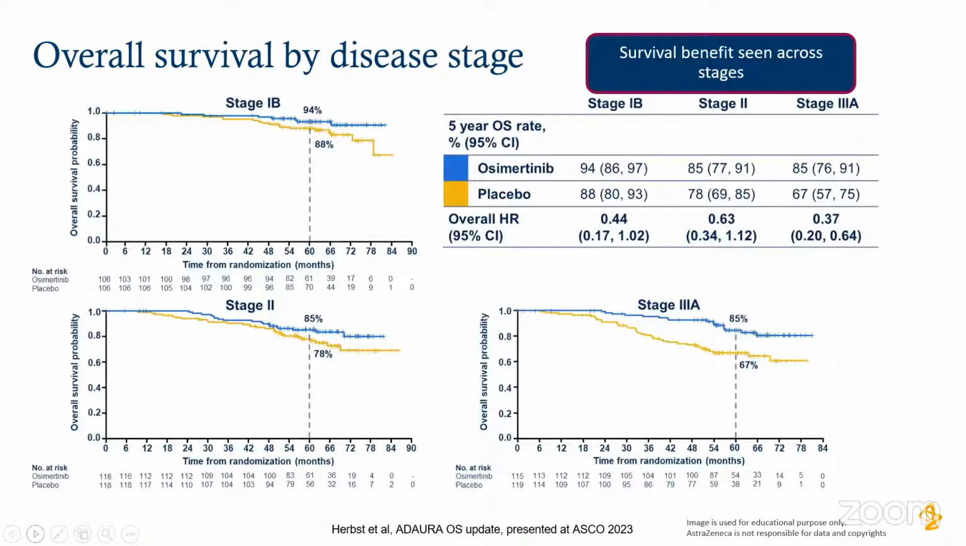Now, even if we analyze stage-wise, the benefit was far more in stage 1B as well as stage 3A. But still, in all the stages, benefit was seen, more so with stage 1B and stage 3A. Reasons I really don't know. Next slide, please.